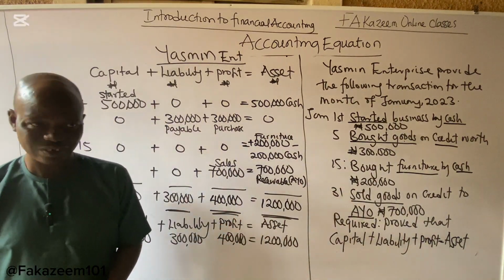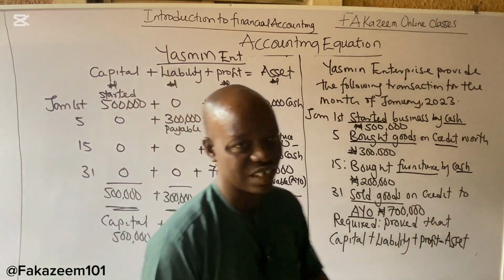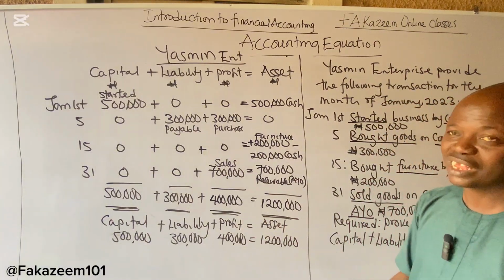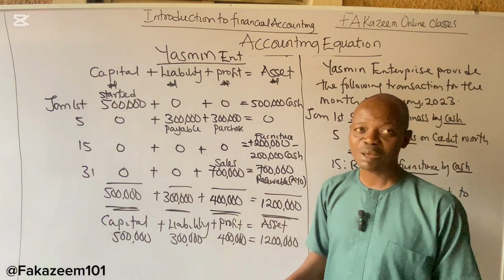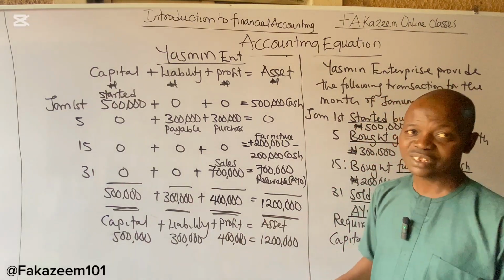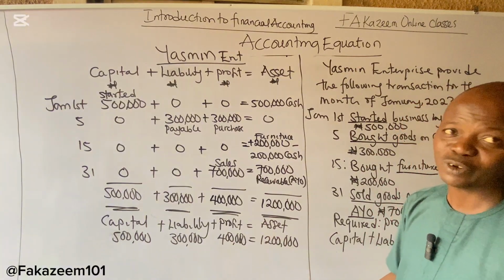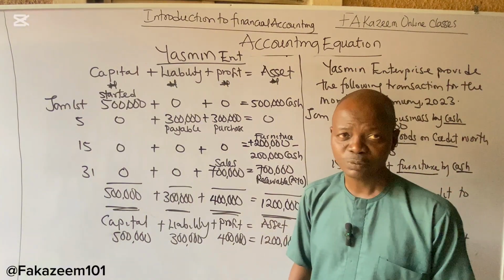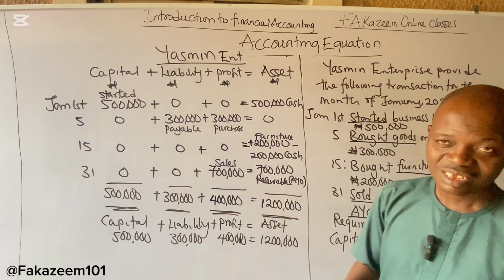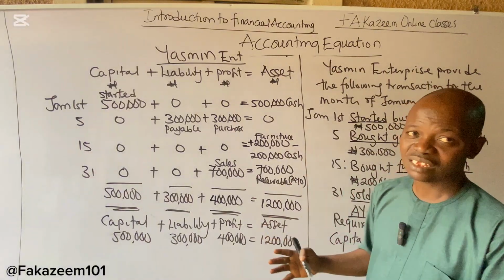Thanks for listening to us. This is the accounting equation. In summary, it is a mathematical representation of the financial statement, where we said 1, capital equals asset. 2, capital plus liability equals asset. 3, capital plus liability plus profit equals asset. 4, capital plus liability minus loss equals asset. And we can also say capital equals asset minus liability. Thank you for listening to this interesting topic called accounting equation.